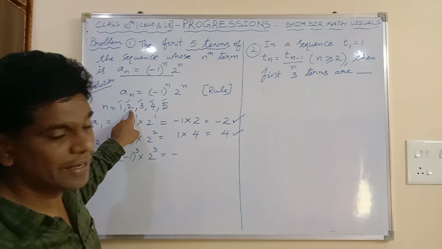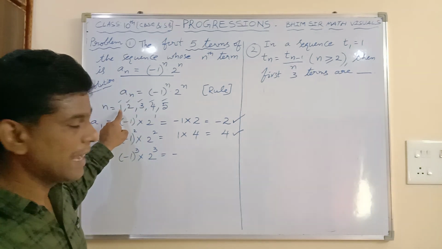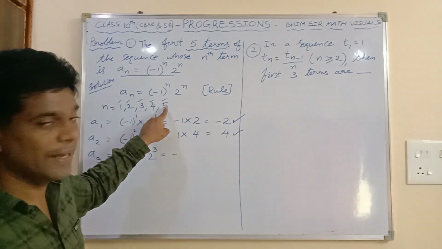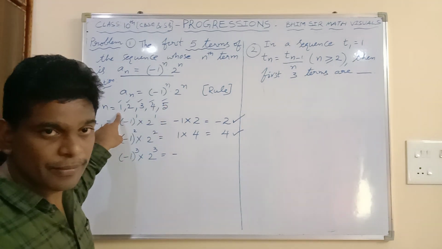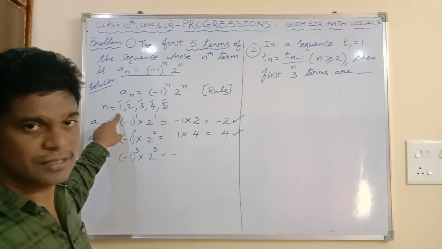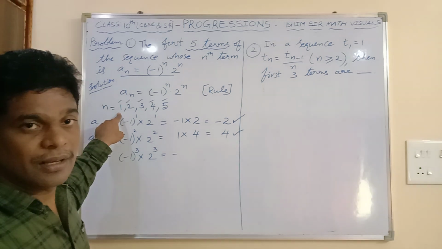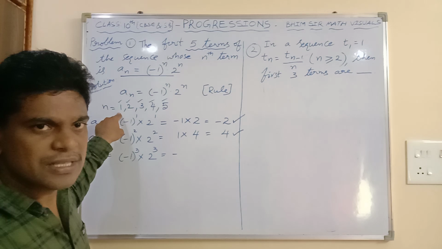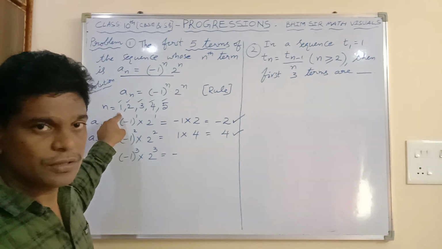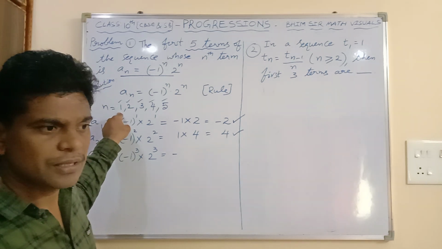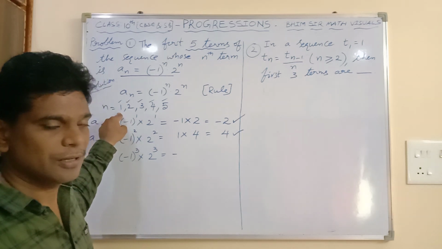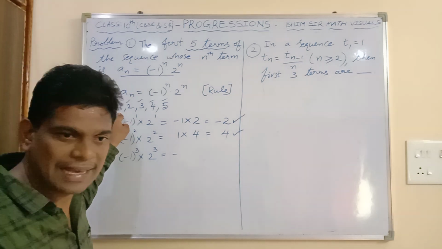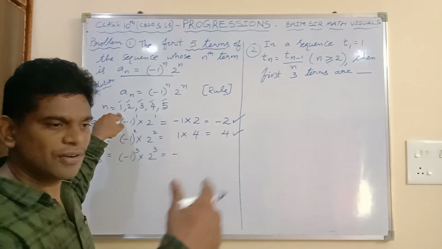To get the first 5 terms, substitute n = 1 to 5. Why do we start from n = 1? Because counting numbers means natural numbers only. So for counting numbers, we cannot start from 0. Suppose we find the strength of your class, let us count from 1.